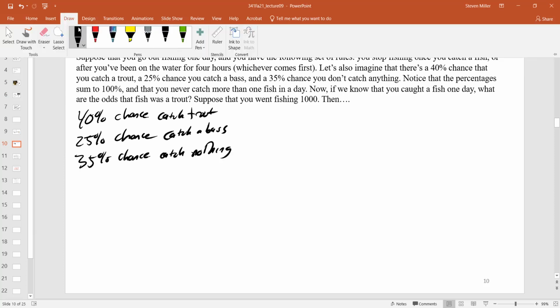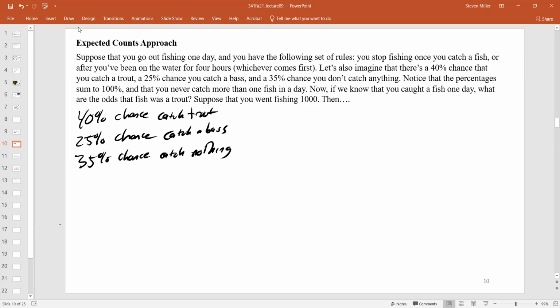Okay. Are those reasonable probabilities? Why are they reasonable? Yeah, they add to 100. Something happens. You either catch a trout, a bass, or nothing. And then the question is, imagine we know that you caught a fish. What are the odds that you caught a trout?